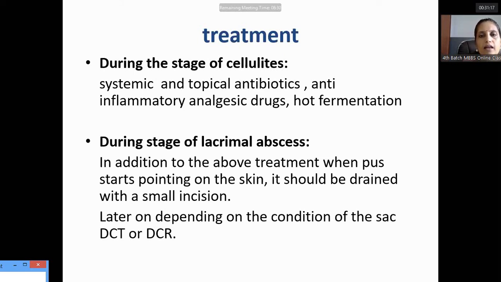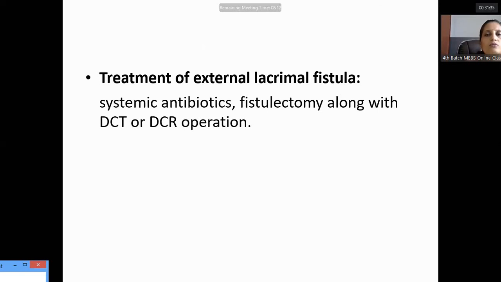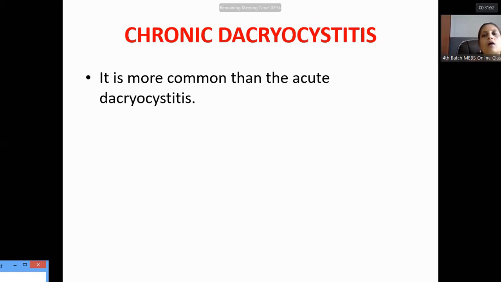And during the stage of lacrimal abscess, in addition to the above treatment, when it starts pointing on the skin, it should be drained with a small incision, and later on, depending upon the condition of the sac, we do DCT or DCR. So dacryocystectomy or dacryocystorhinostomy, we go for it. And even if there is an external lacrimal fistula formation, we go for the antibiotic, fistulectomy, and DCT and DCR operations.